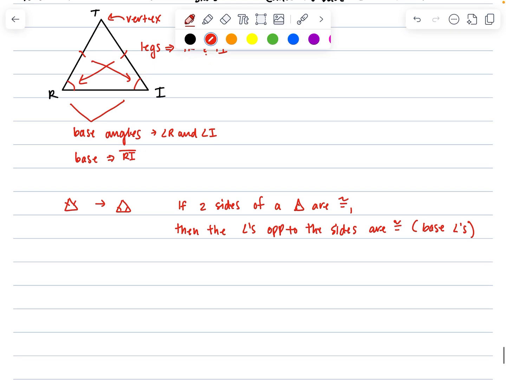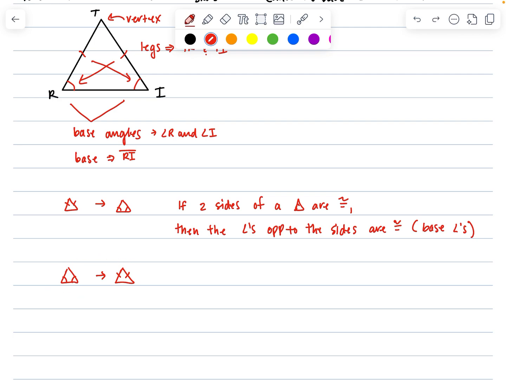Okay. So the converse to this is also true. If you have base angles that are congruent, or if you have two angles in any triangle that are congruent, then the opposite sides, by definition, will also be congruent. Some people shorthand this as if angles then sides. That is not a good enough explanation.